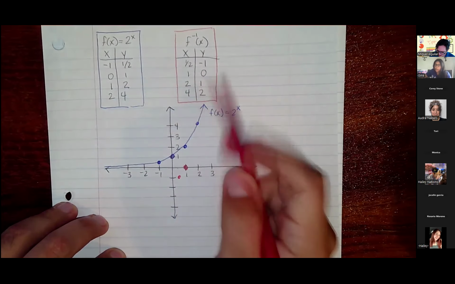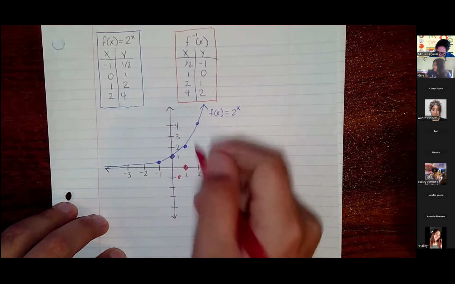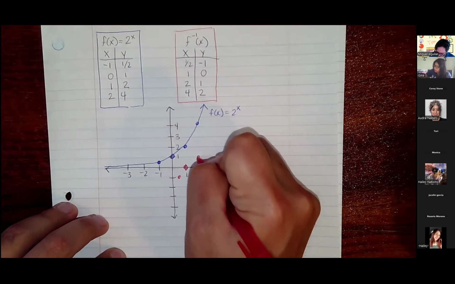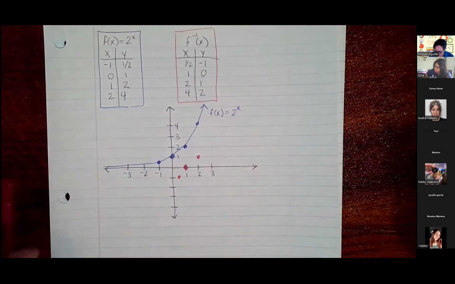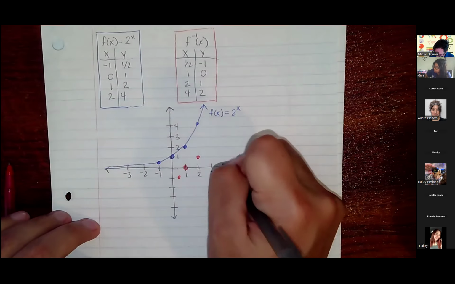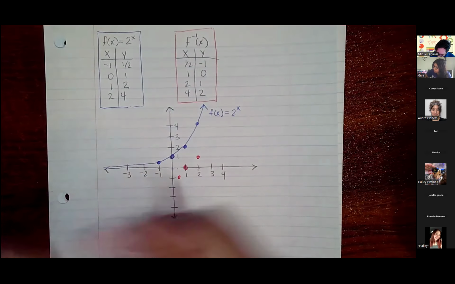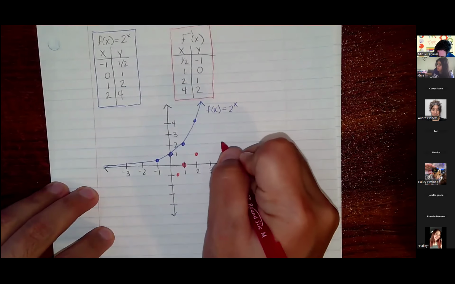Then we have 2, comma 1. So that's over 2, up 1. And then this one's over 4, up 2. So I didn't count enough out. So that's going to be 4, and then up 2, like here-ish.